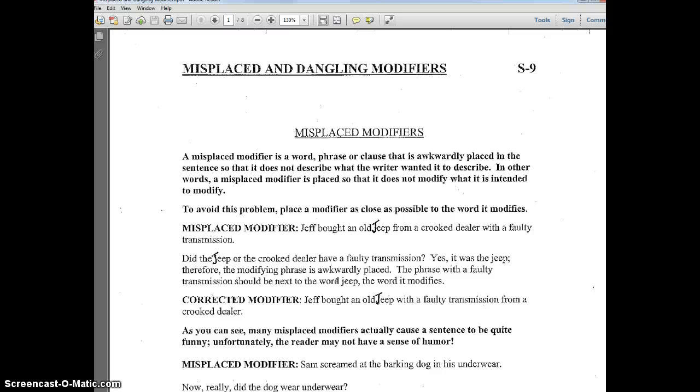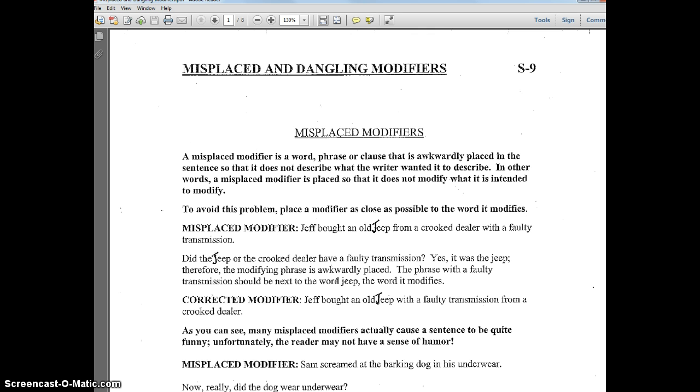Now we're going to talk about misplaced and dangling modifiers. If you'll remember when we talked about adjective and adverb clauses, we talked about how those clauses each modified a different portion of the sentence, so that adjective clauses modified a noun and adverb clauses modified either an adjective, a verb, or an adverb. Misplaced modifiers are what they sound like. It's when you misplace a modifier and it leads to confusing sentences.